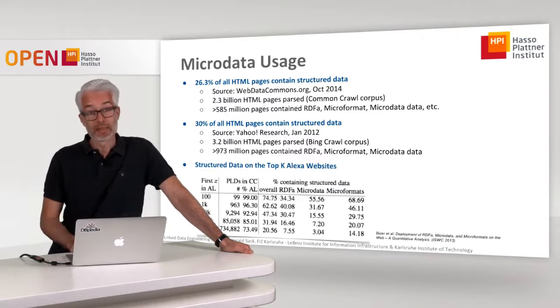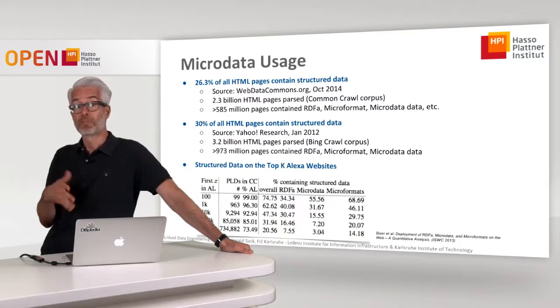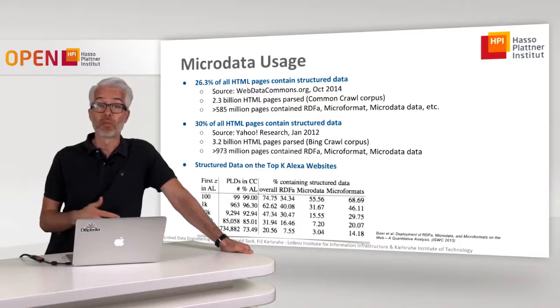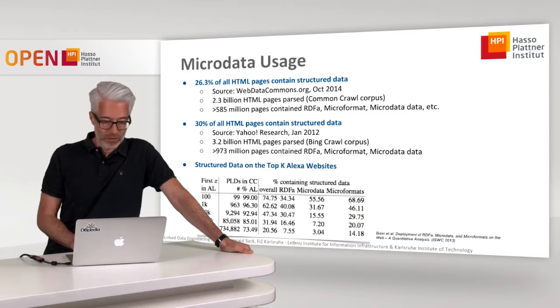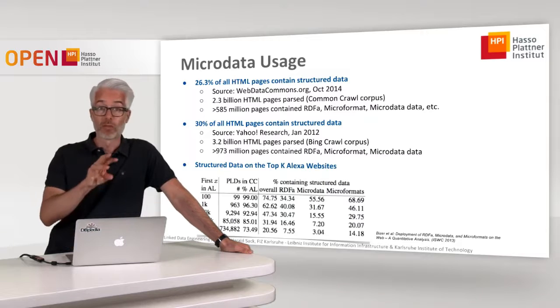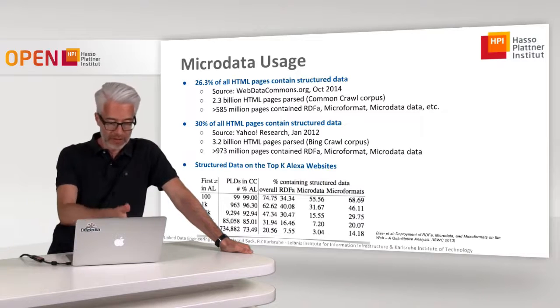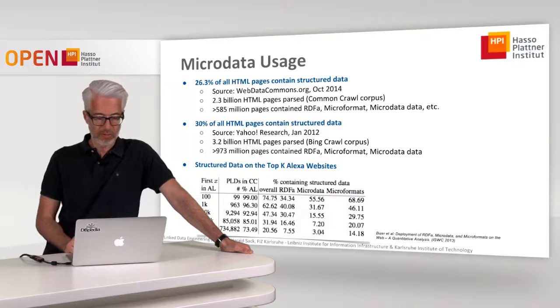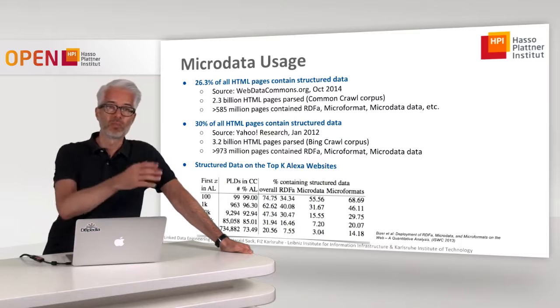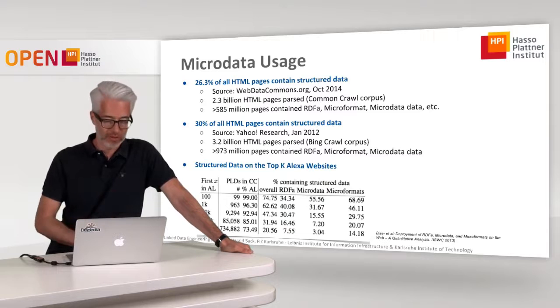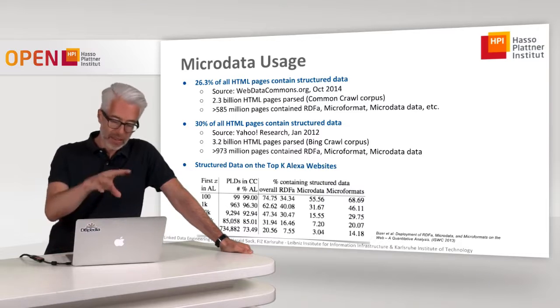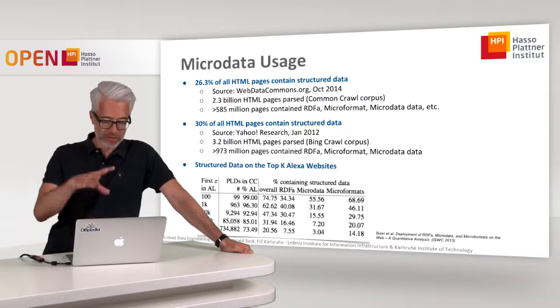Another interesting study says that if you look at the top K Alexa websites, so these are the most popular websites in the world, of course what these people did, they looked in the common crawl that they have, and you see here in the second column how much of these top 100, top 1000, top 10K are available in the common crawl. So we start with 99, and the percentage of course gets lower in the end.